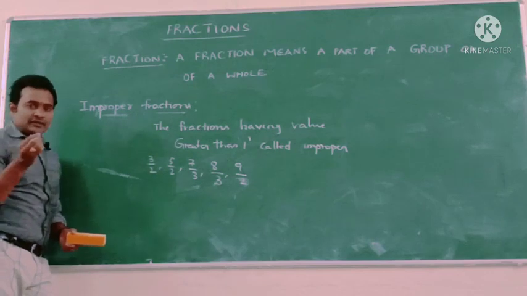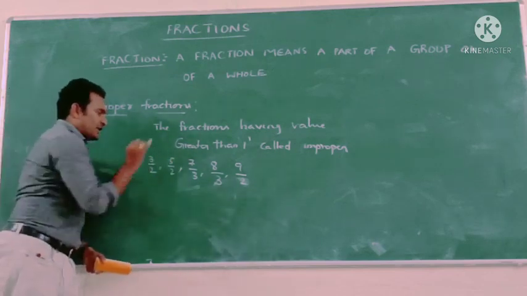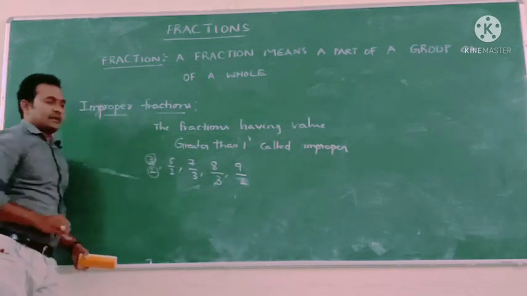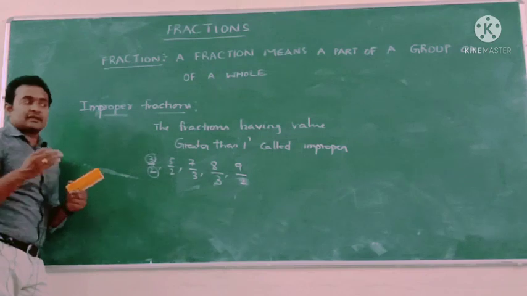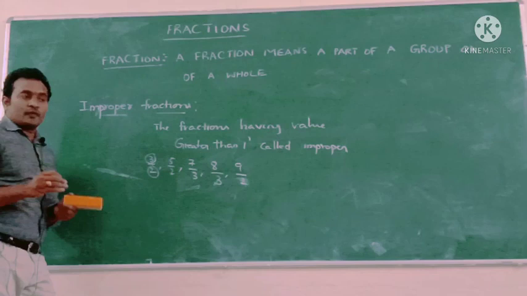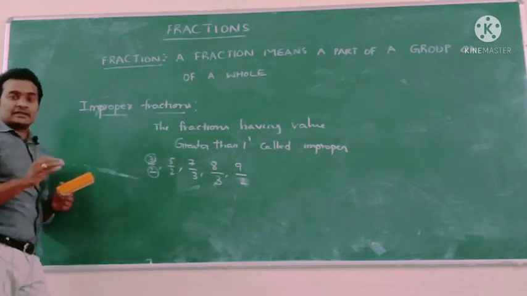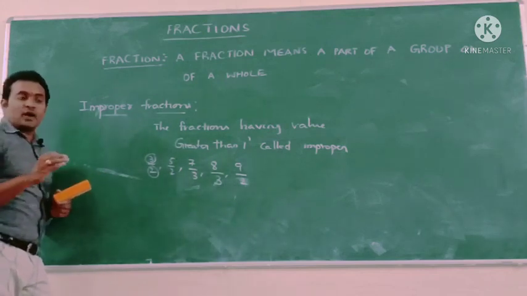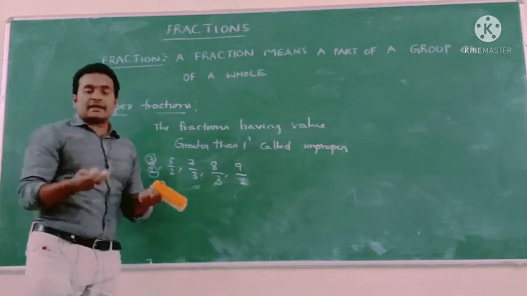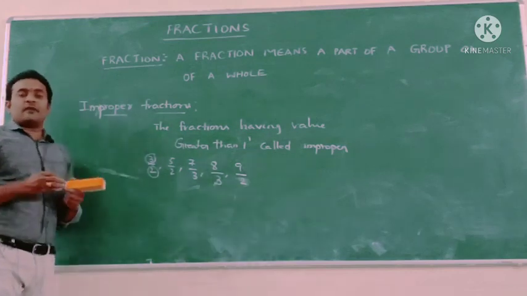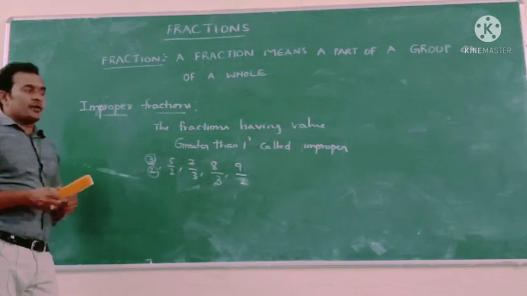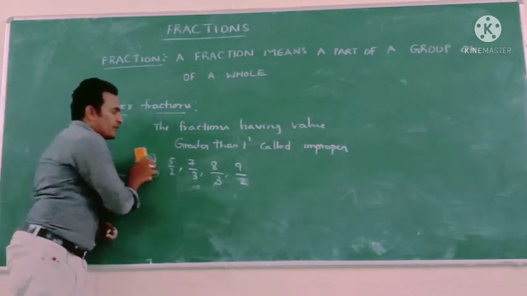You can notice that in all these fractions the denominator is less than the numerator, which means the numerator is greater than the denominator. So we can conclude that fractions in which the numerator is greater than the denominator are called improper fractions.